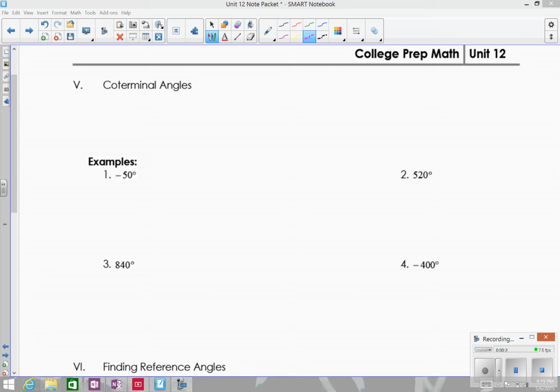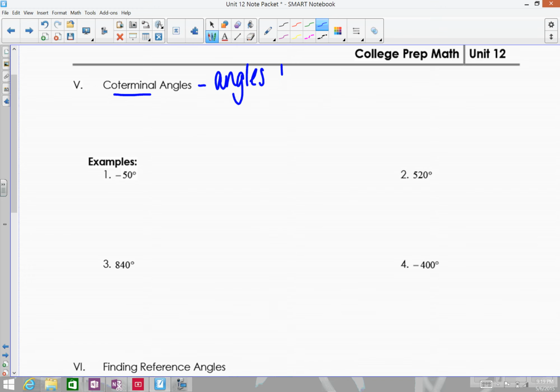Before we do that, there's one other thing we need to talk about, and it's called coterminal angles. If you look at the word coterminal, it means they co-terminate. They end at the same place. So coterminal angles would be angles that terminate at the same point.